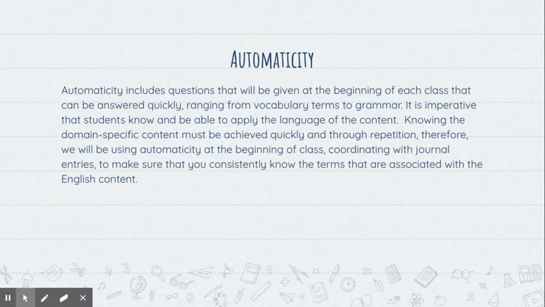Automaticity. Automaticity includes questions that will be given at the beginning of each class that can be answered quickly, ranging from vocabulary terms to grammar. It is imperative that students know and be able to apply the language of the content. Knowing the domain-specific content must be achieved quickly and through repetition. Therefore, we will be using automaticity at the beginning of class, coordinating with journal entries to make sure that you consistently know the terms that are associated with the English content.